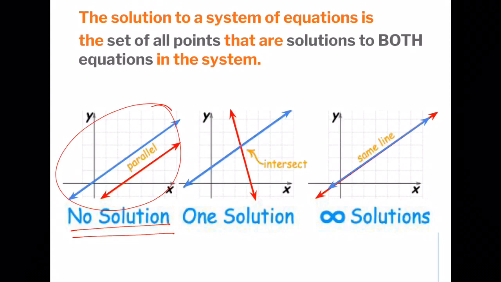If you have 2 lines that have different slopes, then they will eventually intersect and they will have one solution. 2 lines can only intersect at one point, so there can only be one solution to these intersecting lines. And finally, if you have lines that have the same slope and the same y-intercept, you're talking about coinciding lines. They share every single point, and they will have an infinite number of solutions.